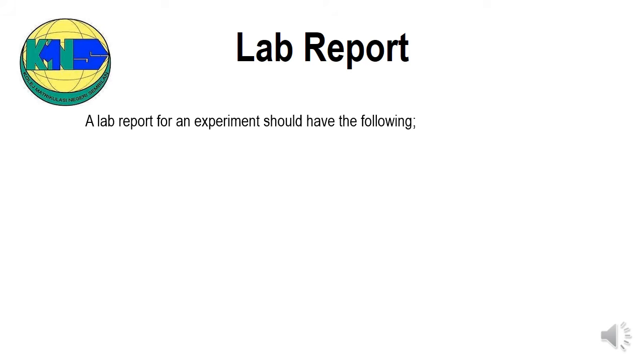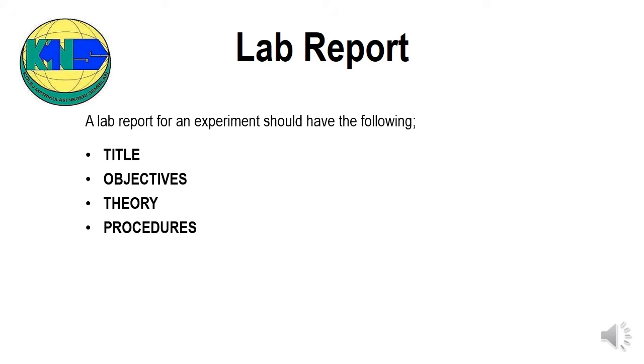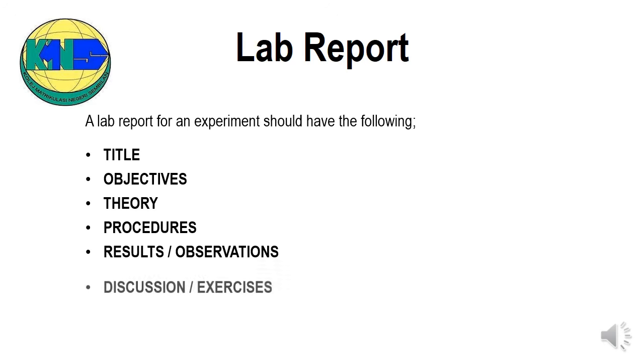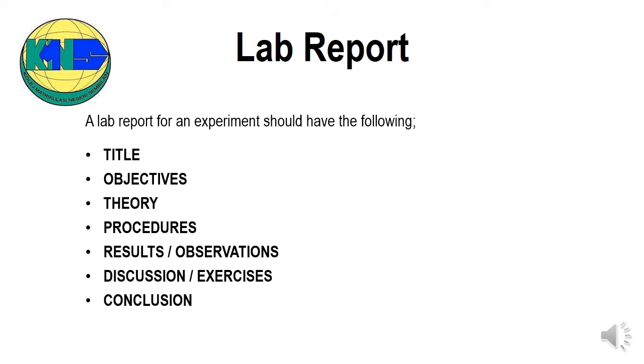A lab report for an experiment should have the following: the title, the objectives, theory, the procedures, the results or observations, discussion or exercises, and finally, conclusion.